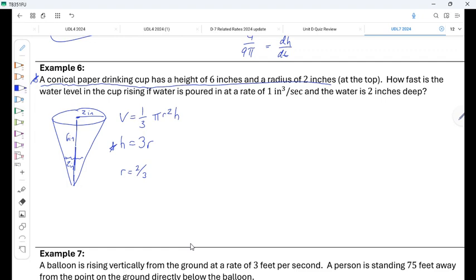What other numbers do we have to label? 1. And what's 1? Again, look at the label. dV dt. It's a volume, right? 1 cubic inch per second. dV dt equals 1. And then our other number is 2 inches deep, a repeat number, but it's definitely a different 2. H. Yep.